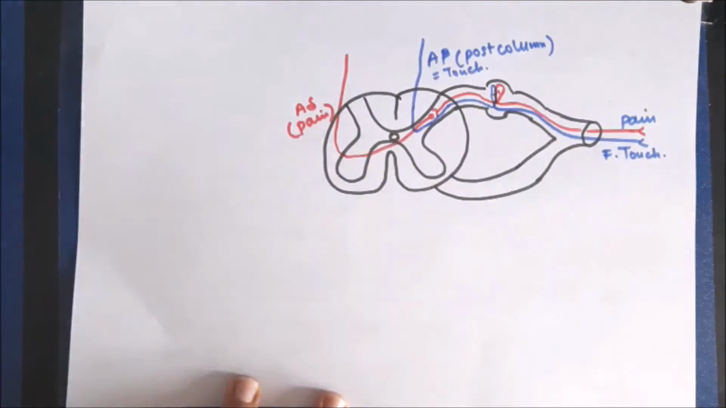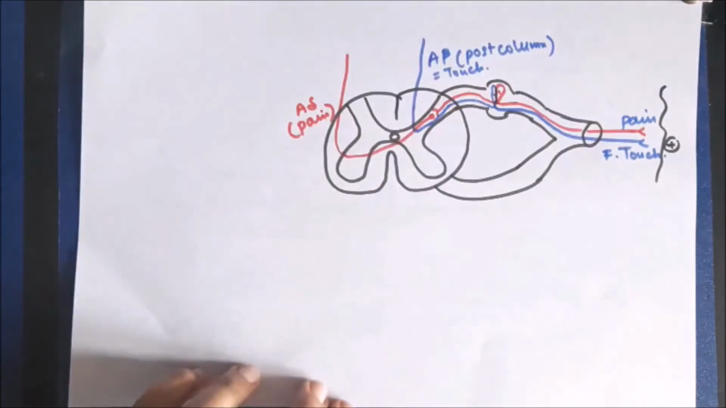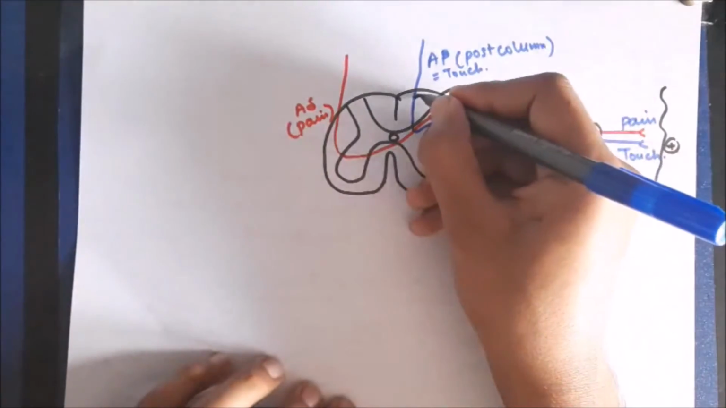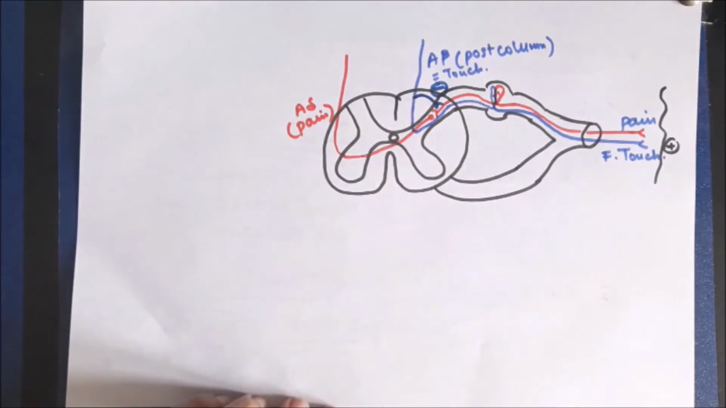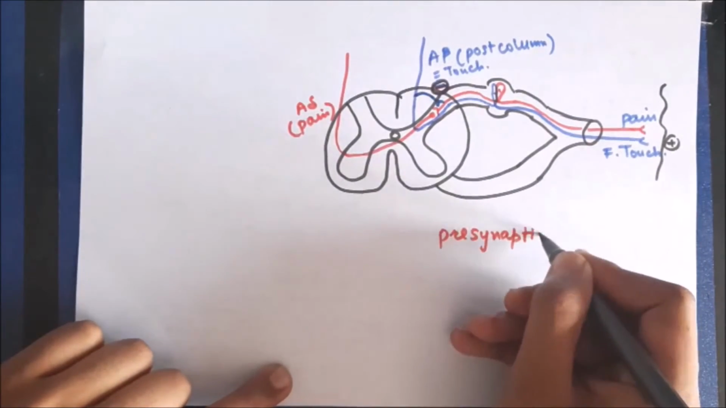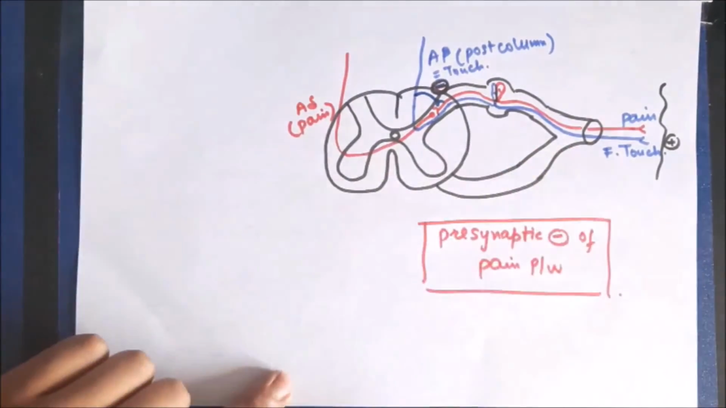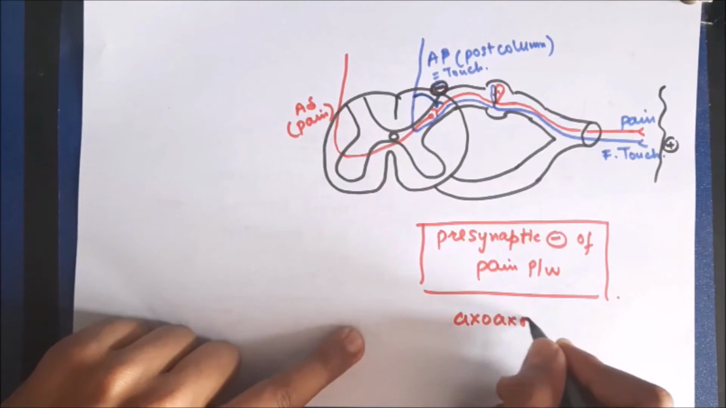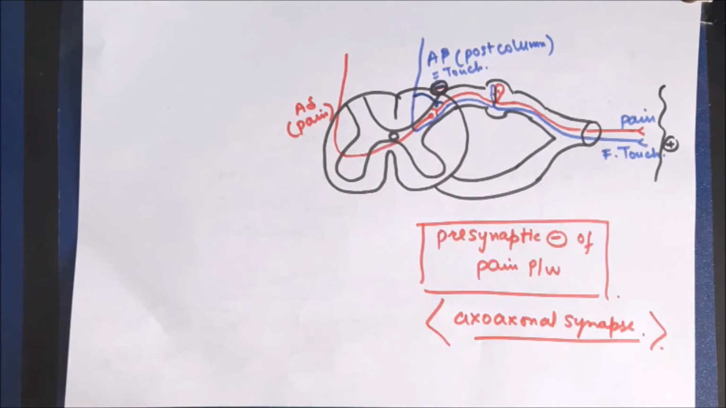However, when we rub the skin of the child, touch receptors are stimulated, and these sensations are carried through the posterior column. Whenever these sensations are carried with the posterior column, these fibers give certain collaterals, and these collaterals cause presynaptic inhibition of the pain pathway. So there is formation of an axoaxonal synapse which results in presynaptic inhibition of the pain pathway, and as a result the pain pathway will be inhibited. This theory is called the gate control theory.